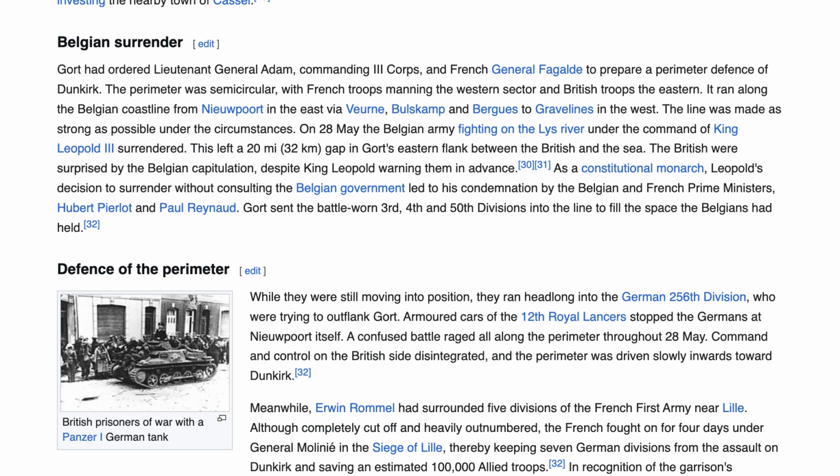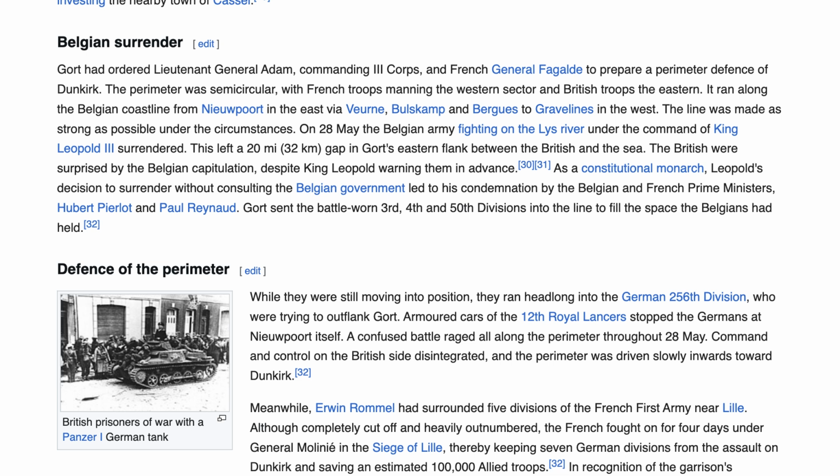Belgian surrender. Gort had ordered Lieutenant General Adam, commanding 3rd Corps, and French General Fagalde to prepare a perimeter defense of Dunkirk. The perimeter was semicircular, with French troops manning the western sector and British troops the eastern. It ran along the Belgian coastline from Nieuport in the east via Veurne, Bulskamp and Bergues to Gravelines in the west. The line was made as strong as possible under the circumstances.